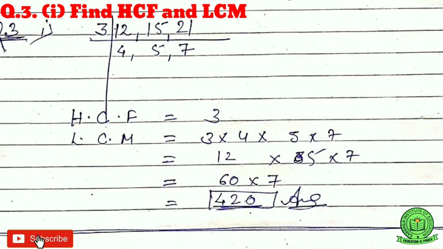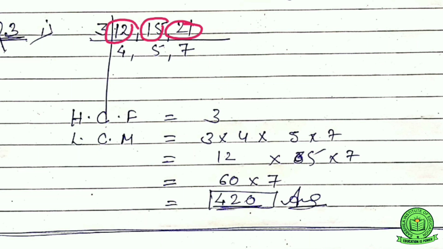Okay, see one more question. What numbers do we have? We have 12, 15 and 21. So 12, 15 and 21 are divisible by 3. So we have to divide by 3. So what have we got? We have got 4, 5 and 7. 5 and 7 are prime numbers, so we have to stop.